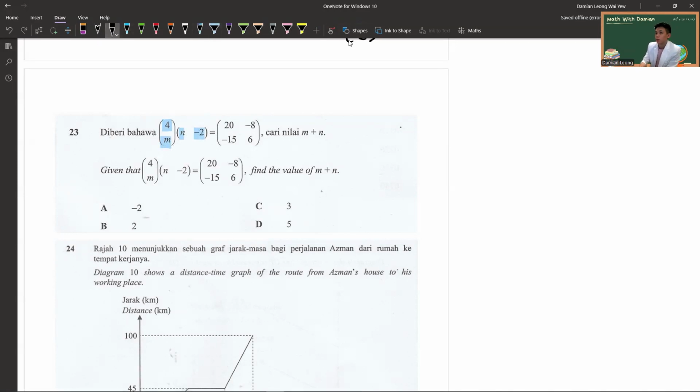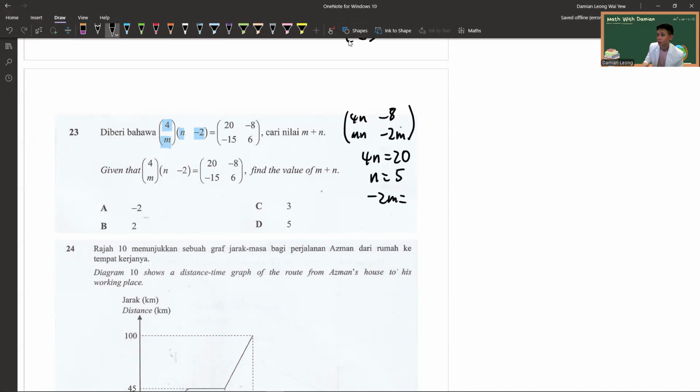So first row, first column, 4 times n, 4n. First row times second column, negative 8. Second row, first column, mn. Second row times second column, negative 2m. So you see, negative 8 is the same. Each of the elements here should be the same as well. So 4n equals 20. N would be 5.